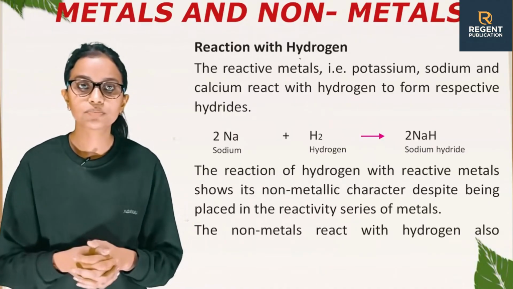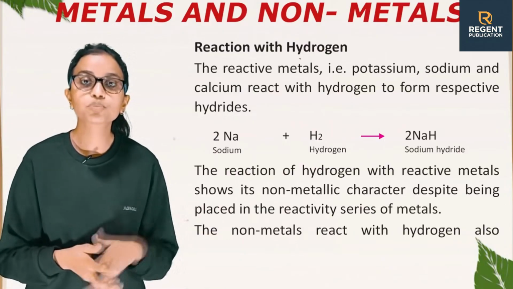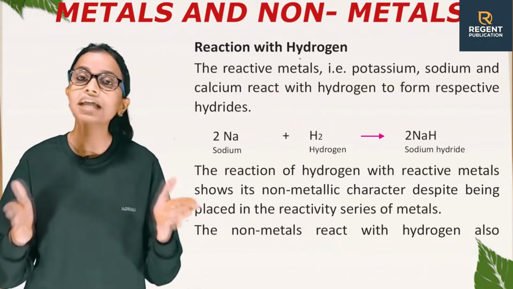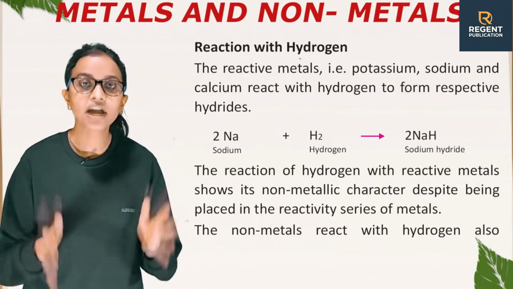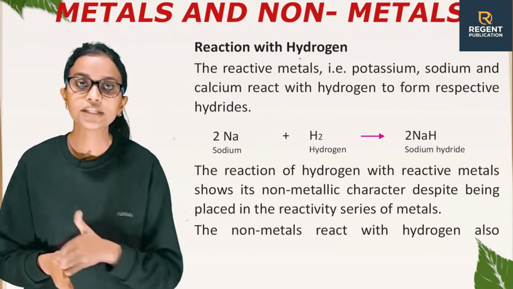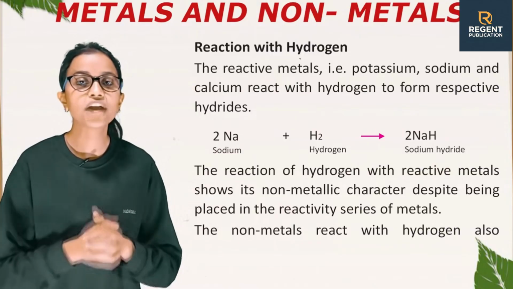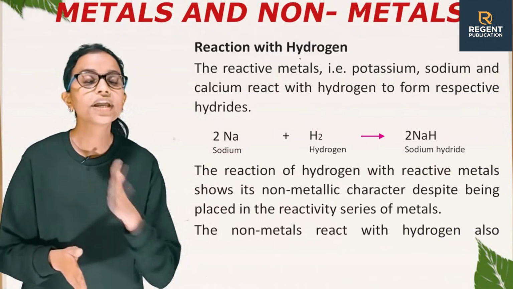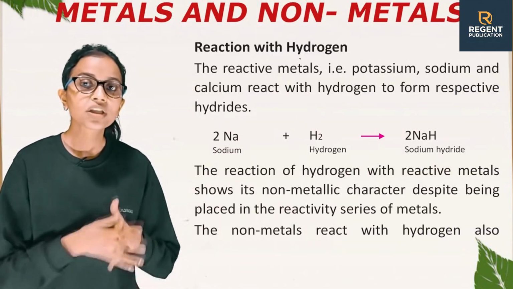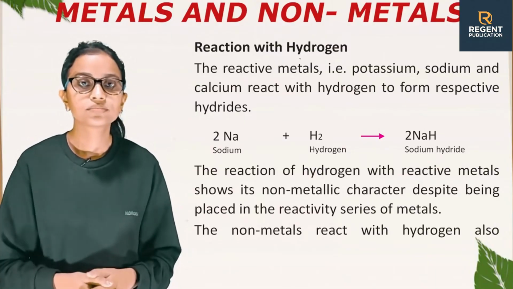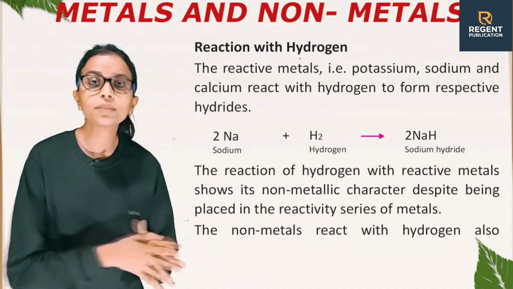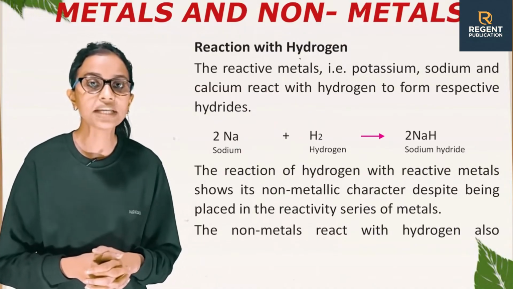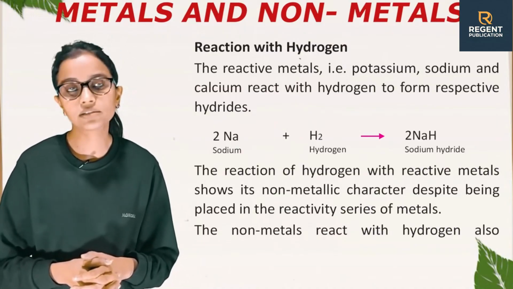Reaction with hydrogen. The reactive metals, that is potassium, sodium and calcium, react with hydrogen to form respective hydrides. 2Na, sodium, plus H2, hydrogen, gives 2NaH, that is sodium hydride. The reaction of hydrogen with reactive metals shows its non-metallic character despite being placed in the reactivity series of metals.